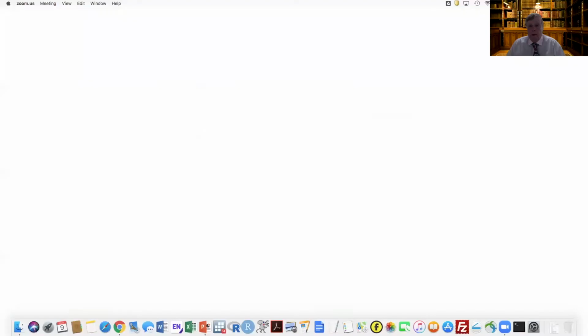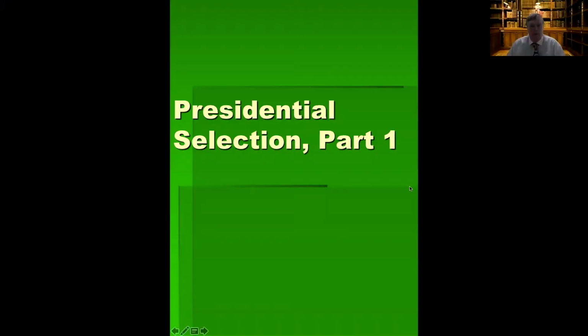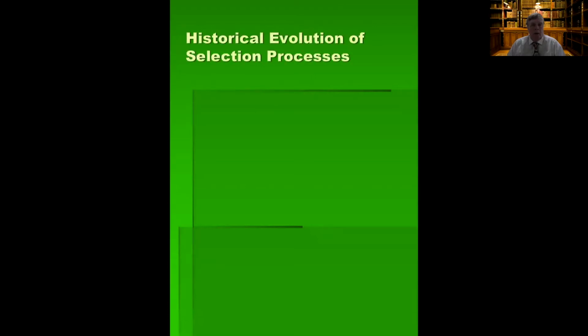So without further discussion, let me share the screen with my computer. And we'll get going here. Okay, as the slide says, this is presidential selection part one. So initially what we want to talk about is the historical evolution of the selection process.